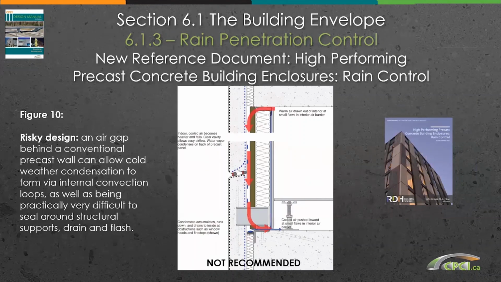Some designers feel the need to design precast wall systems with an air gap behind the wall like a typical rain screen. This is common and necessary for other systems such as masonry wall assemblies. However, for precast wall assemblies, this is not necessary and also very risky. As excerpted here from the reference guide, an air gap behind a conventional precast wall can allow cold weather condensation to form via internal convection loops. The condensed water can then leak to the inside of the building. Also, during assembly and construction, it is difficult, if not impossible, to seal perfectly around structural supports and properly drain and flash the proposed air gap.